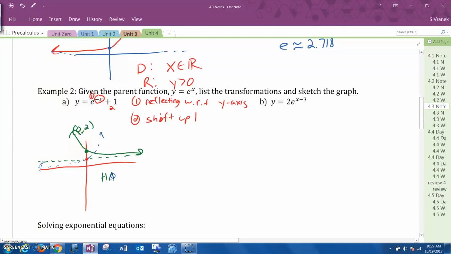My horizontal asymptote is now at y equals 1. My domain is always, for these functions, all real numbers. And the range, because it's at 1, we have to be bigger than 1.